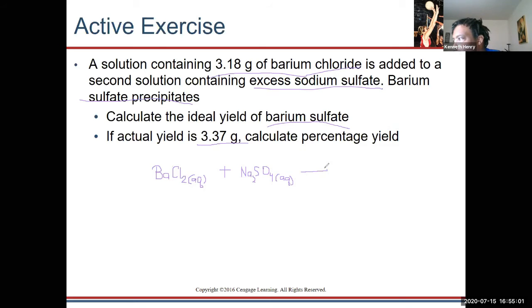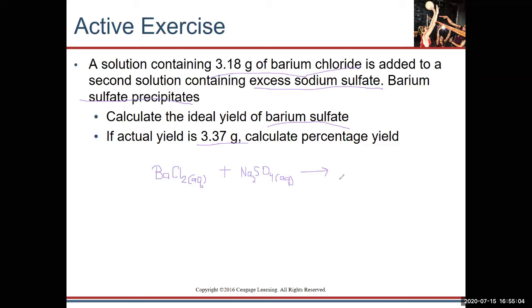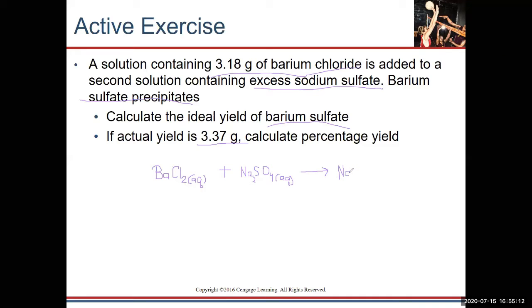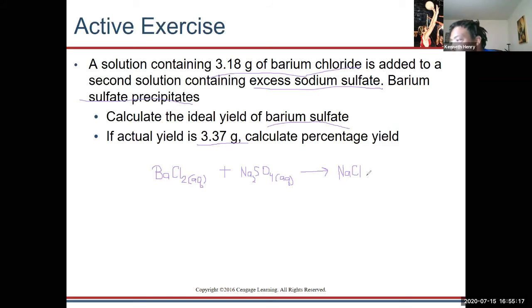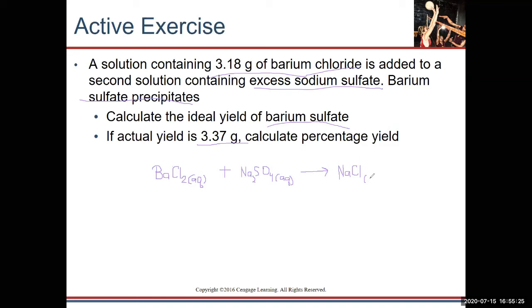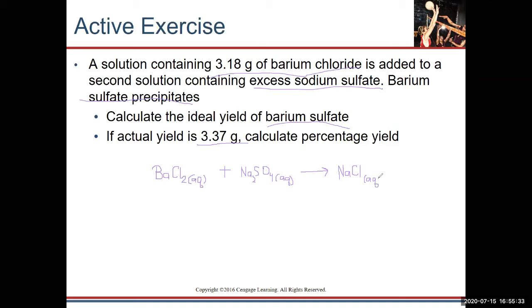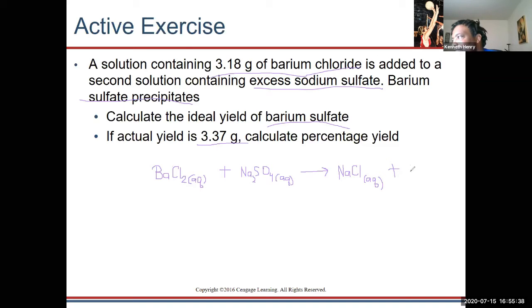And we're going to make sodium chloride. What is the chemical formula for sodium chloride? NaCl. 2? What? No, just NaCl. Okay. Solid, liquid, gas, aqueous, Kool-Aid. Solid. Aqueous. Aqueous is the answer. And then barium sulfate precipitates, so it's going to change into a solid. That is correct.